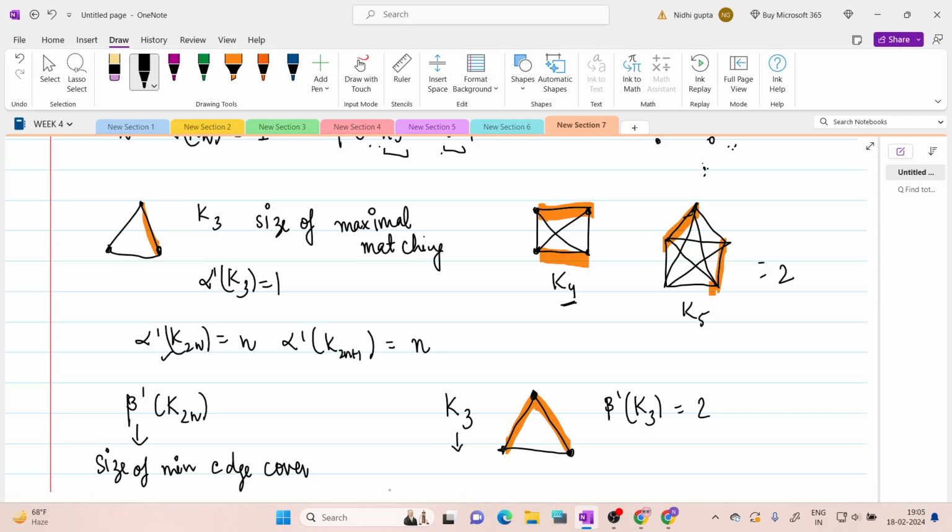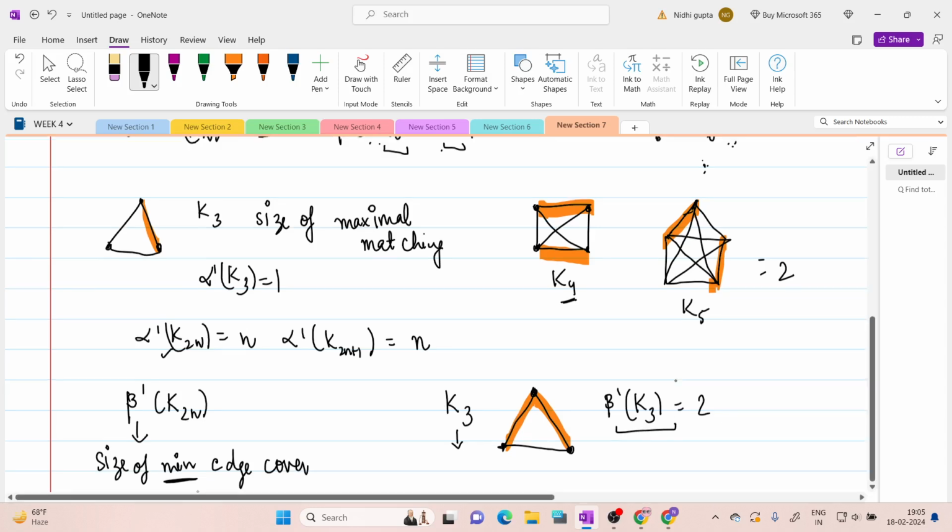First of all, it is an edge cover because all the vertices are covered by this. Now we have to say that it is a minimum edge cover. If we take just one edge, it won't cover all the vertices, which is evident, right? So therefore beta dash of K3 is 2.